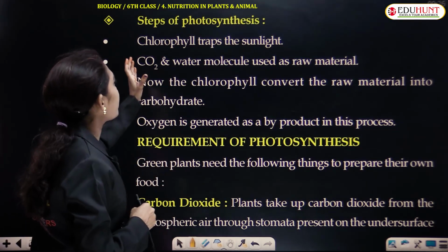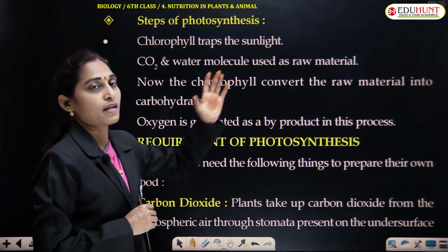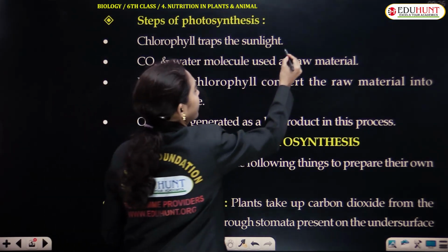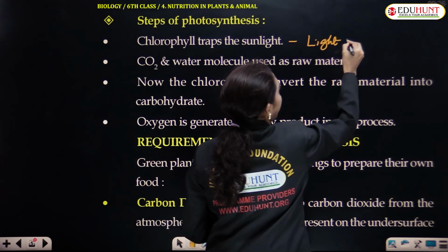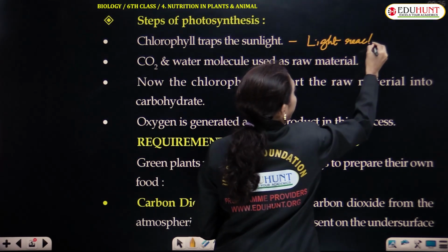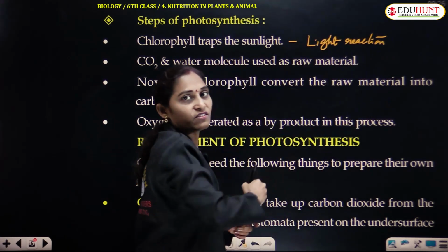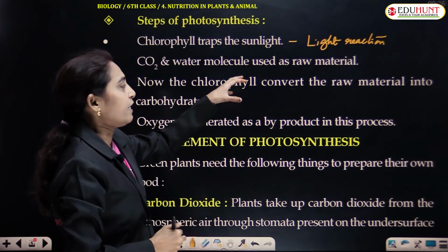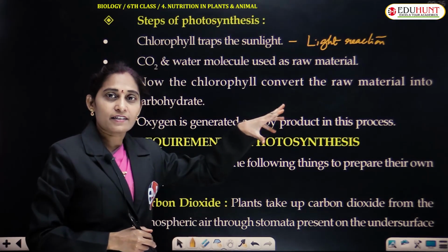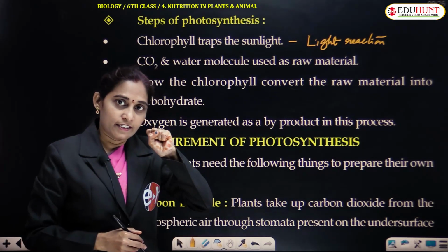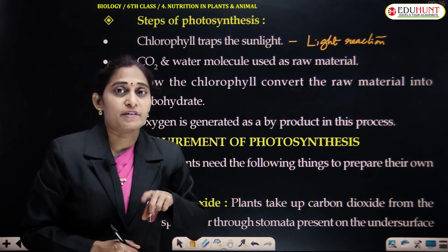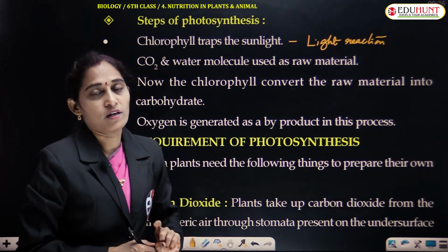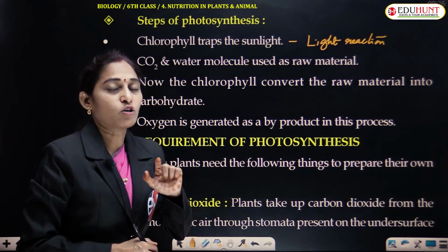Chlorophyll traps the sunlight, called light reaction. The name itself indicates that it traps light energy, solar energy. Where does it get trapped? In the chlorophyll molecule. Where is the chlorophyll molecule present?